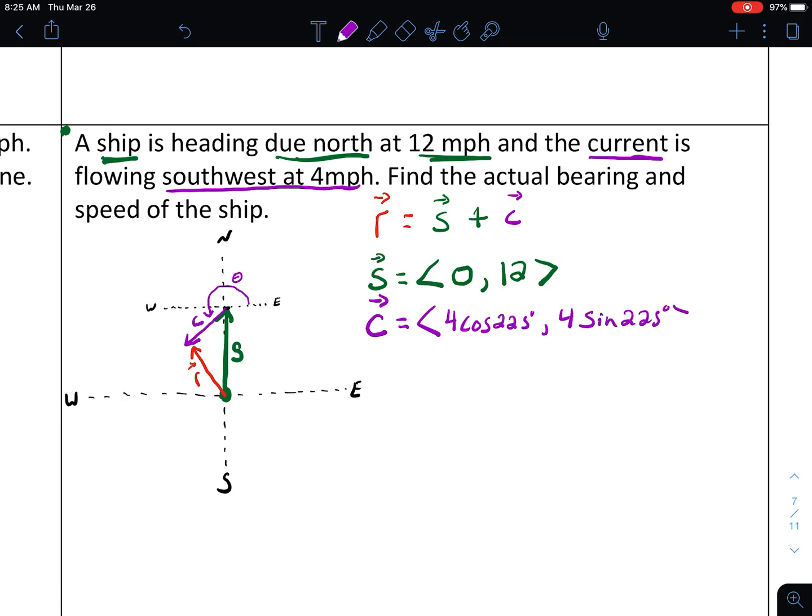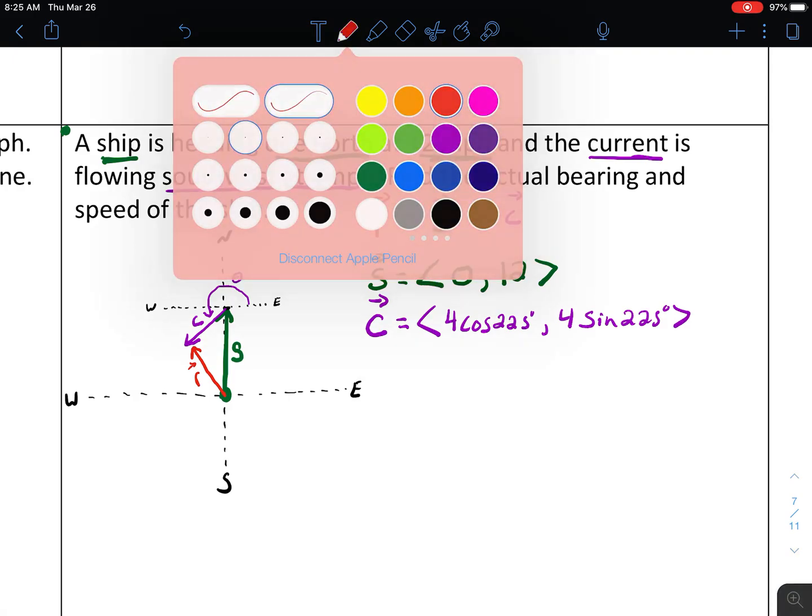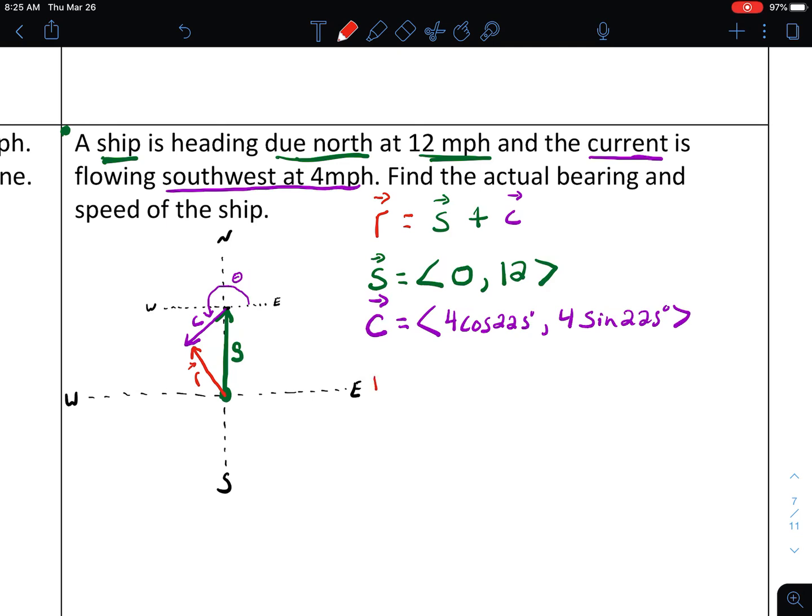by magnitude times sine of the direction angle. All right, so there's the vector of the current. And so our resultant vector for the ship with its heading and the current is going to be the sum of those two vectors. So 4 cosine 225 by 12 plus 4 times sine of 225.